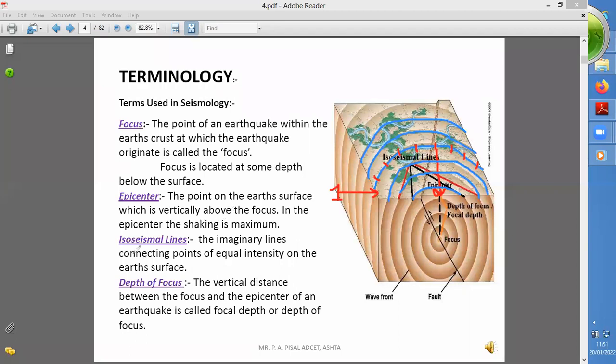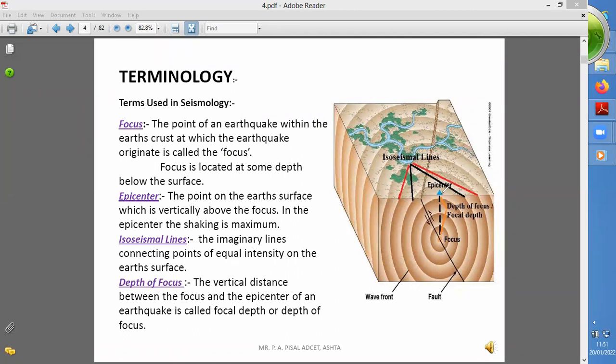So sorry for the disturbance. Now isoseismal line means the imaginary line that can join points of equal intensity, that I have explained to you. Now next is the depth of focus. Okay, depth of focus. Now what is the meaning of depth of focus? Depth, you always know, means it will be a distance. So just wait here, I will clear my drawing now.